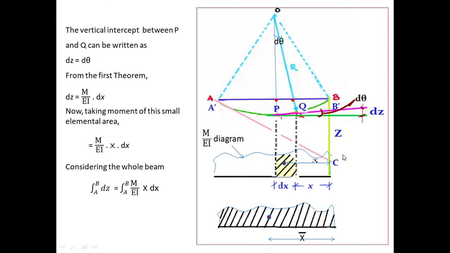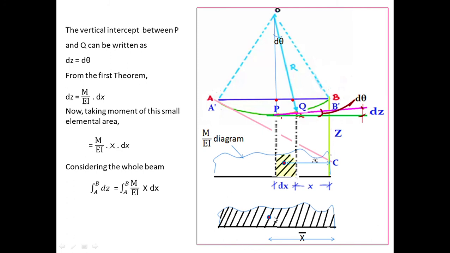This is for the small area. Suppose you want it for the whole area, what you have to do? You have to integrate, so the limit is a to b. So it becomes M by EI, and the centroidal distance, where M by EI means the total area. This M by EI is for the limit of a to b, so the total area. What is the centroidal distance? For the total area, the centroid is x bar.